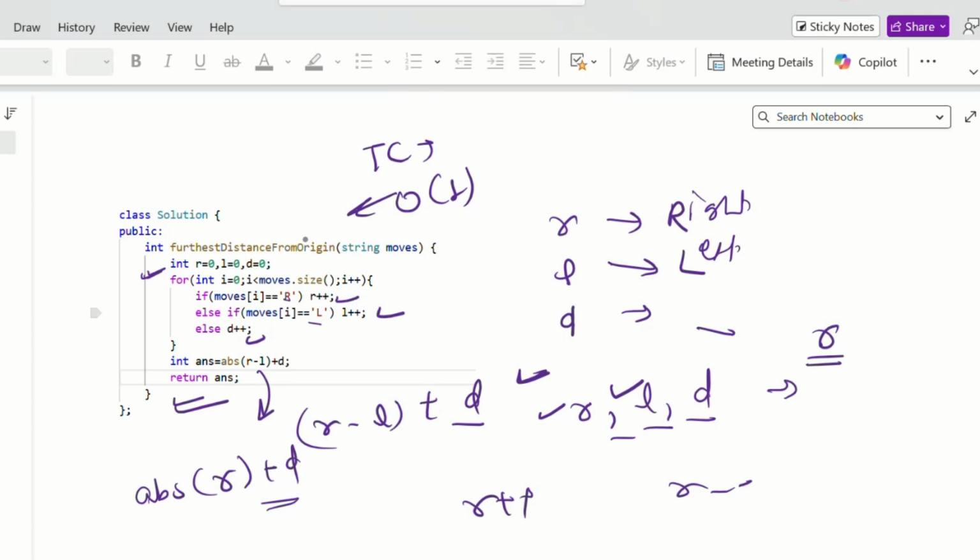For time complexity, since it is moving through all the indices, it will be big O of n, since we are using only one for loop. And the space complexity is constant. So yeah, that's it. Thank you.